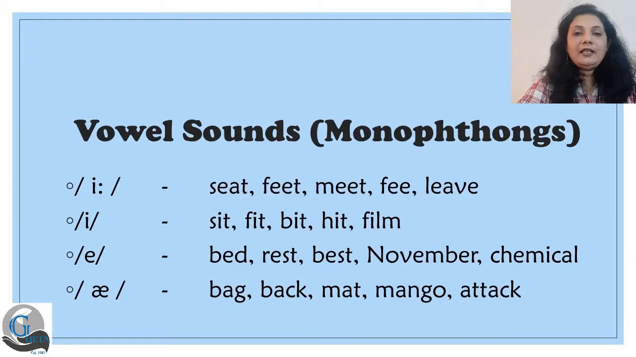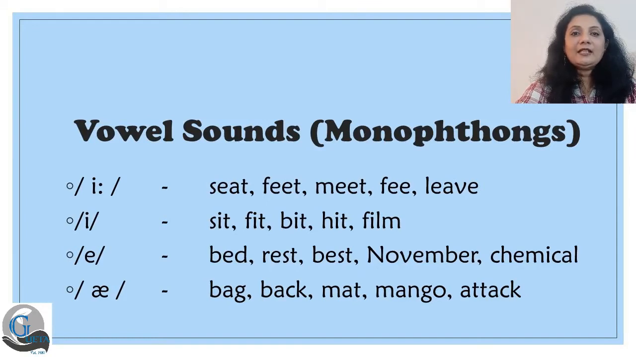The next phonetic symbol is that of the sound E, and it is written as E. In words like bet, rest, best, November, chemical. So it is bed, not bad. You have a bedroom and not a badroom in your house. Many a time people are not able to speak the word bedroom correctly. So please pay attention to the sound E: bet, bedroom.